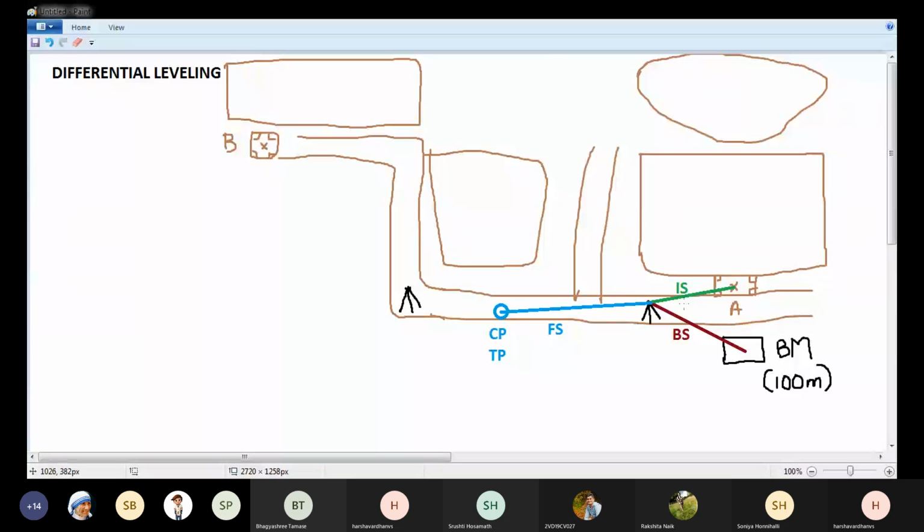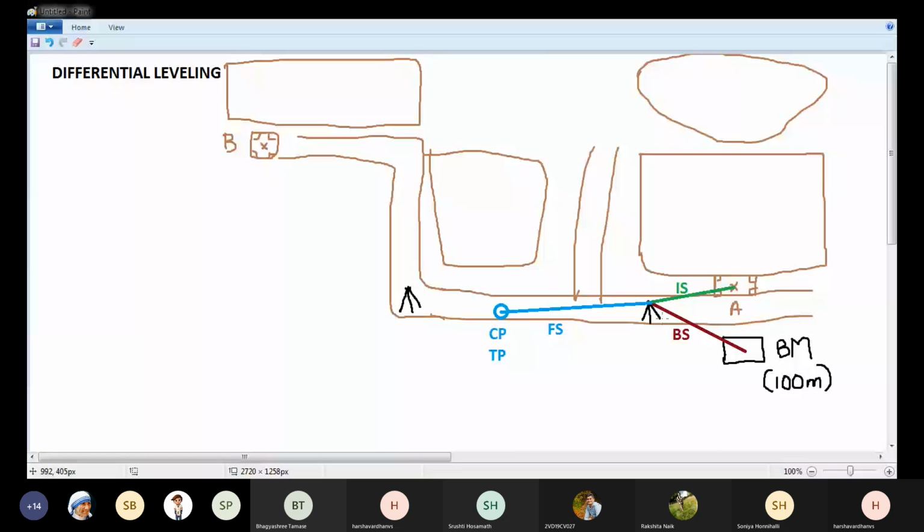So at this point, the elevation of the benchmark was known before we started the survey. After I took a staff reading on A, I calculated the RL of A. After I took a foresight on the change point, I calculated the elevation of the change point. Now, after taking the staff reading on the change point, I have shifted my instrument. This change point acts as a benchmark because after taking the foresight on the change point from this particular instrument point, let's say 1, I have calculated the RL of the change point.